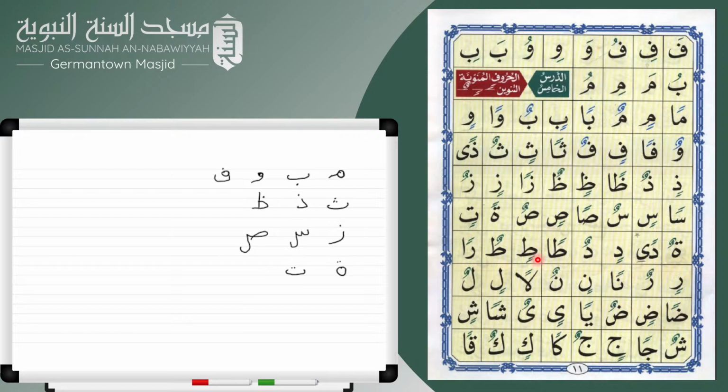So where does the ta come from? Tip of the tongue behind the two front teeth. Tan. Tin. Guys, repeat after me. Tan. Tin.